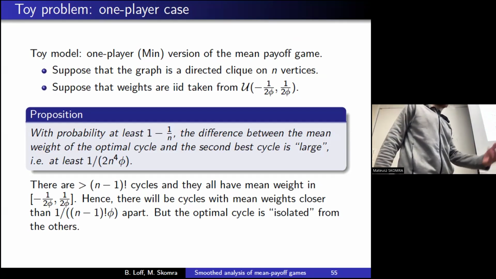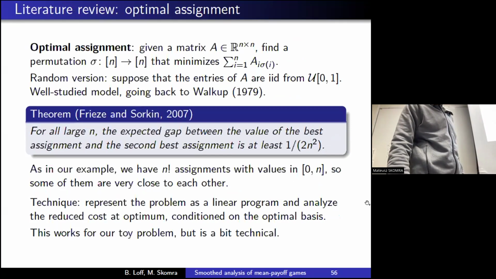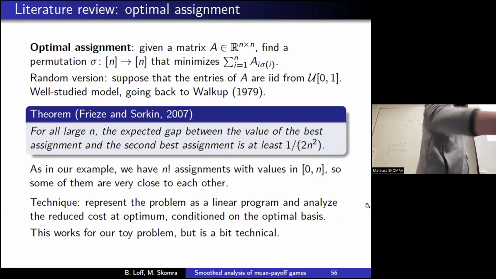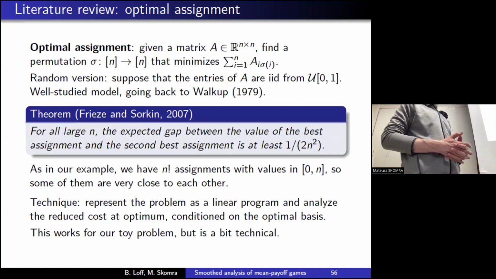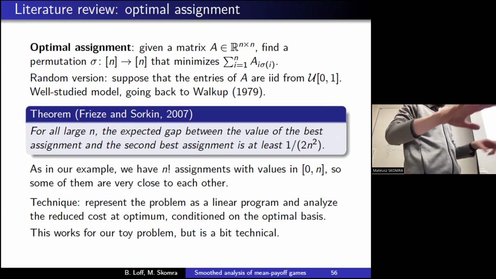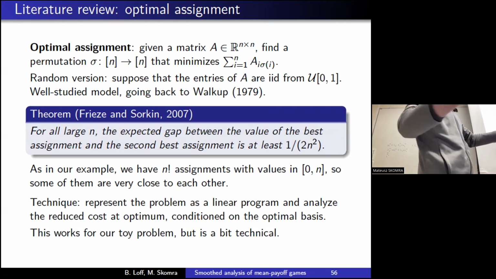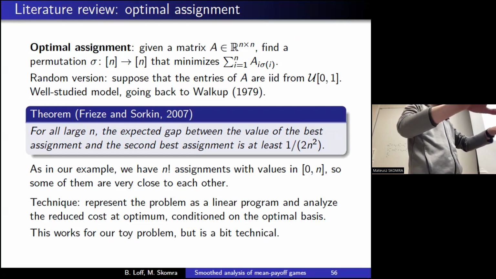So now the question is, how can we prove such a thing, that the optimum is so much higher than the second best? Our inspiration came from the optimal assignment problem. In the optimal assignment problem, we have a bipartite graph with weights on the edges, and you want to find the assignment from one side to the other side that minimizes the sum of the edges. So we want to find the matching with minimal weight. This is known as the optimal assignment.